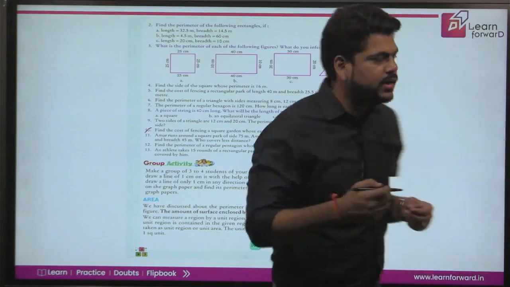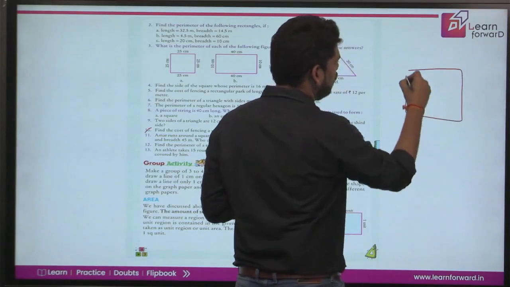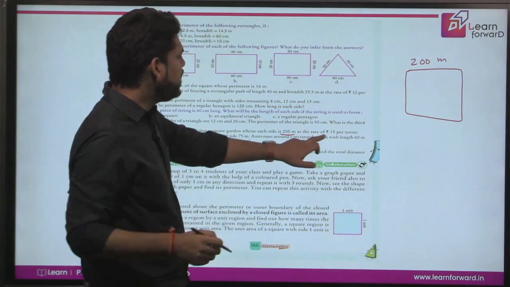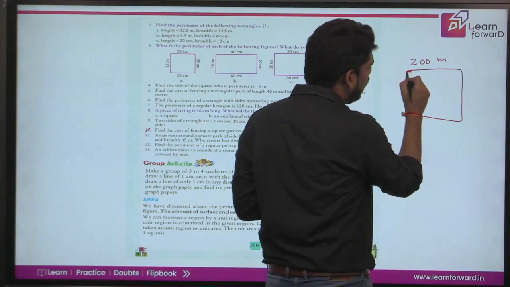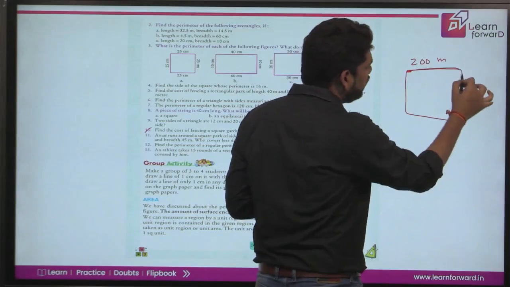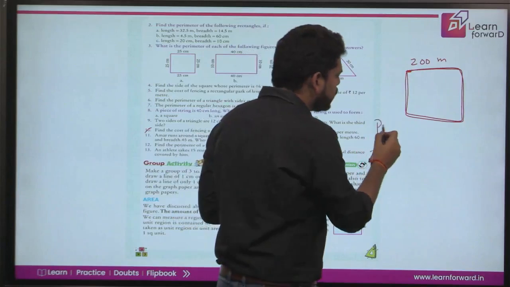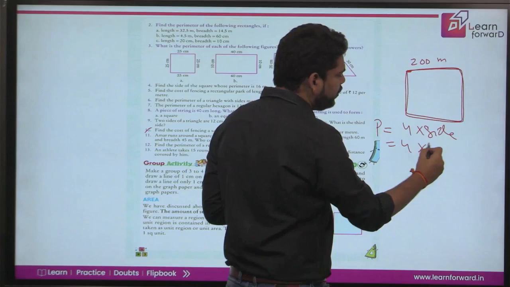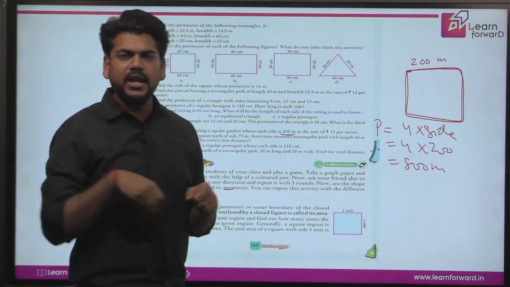It's a square garden whose each side is 200 meter, at a rate of rupees 15 per meter. So the cost of fencing 1 meter wire is rupees 15. First of all, we need to understand, we need to make a fencing on all 4 sides. So the perimeter of square is 4 into side. That means 4 into 200, answer is 800 meter. This is the whole perimeter that we need to fence.